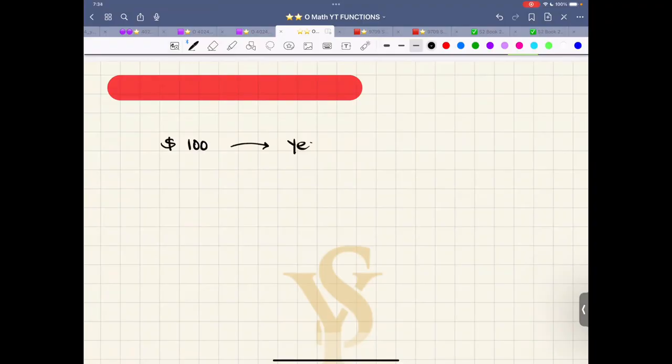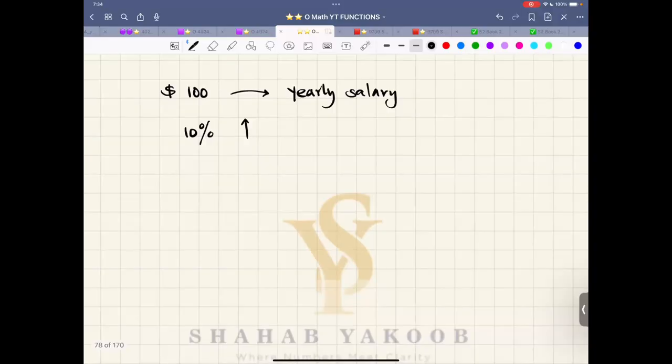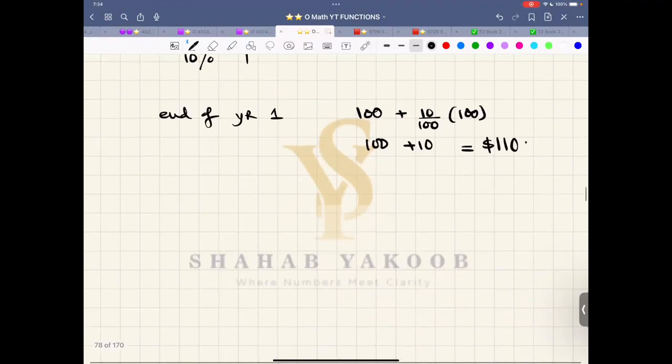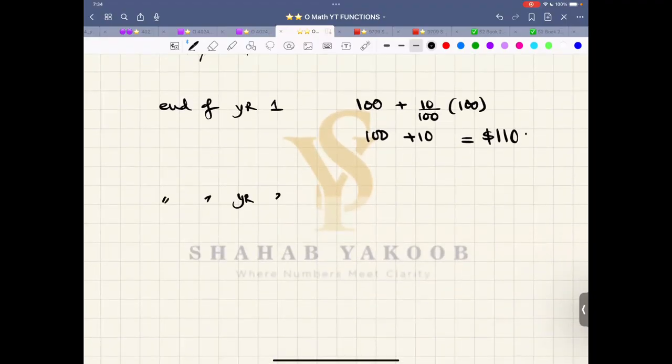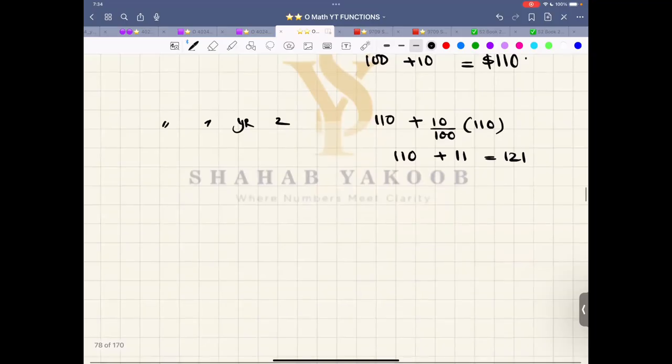This is the yearly salary of a person, and it's increasing every year by a value of 10% on the previous year's amount. That means at the end of year one, the value would be 100 plus 10% of 100. So this is 100, this is 10, that comes out to be $110. Similarly, at the end of year two, it would be 110 plus 10% of 110. So this is 110 and this is how much? 11. That comes out to be 121.